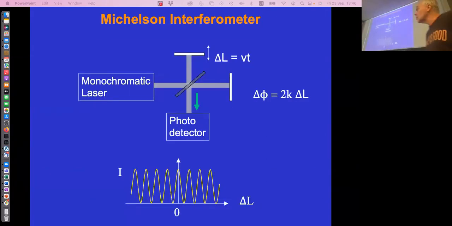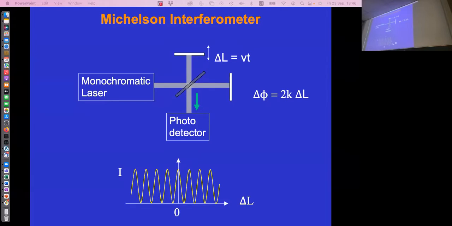All right. So I can take a monochromatic laser. A monochromatic laser means a laser with a single wavelength emitted. So it's like my green pointer, right? When you look at it, it's green, it's only one color. So that's what we call a monochromatic light source. We split the light into the sample and the reference arm. We recombine the light on the photodetector.